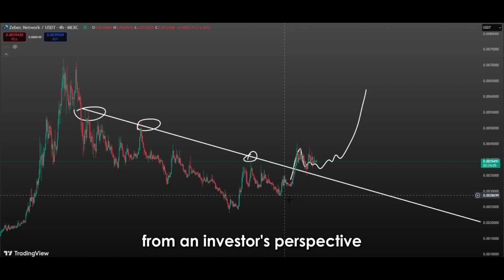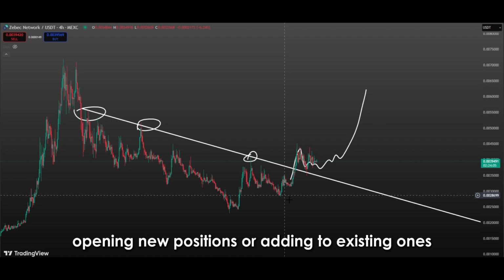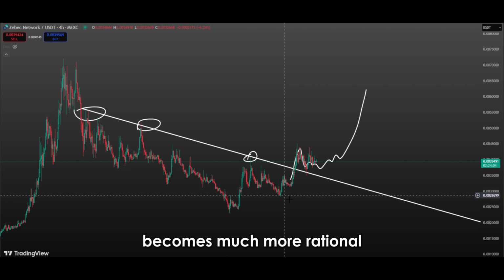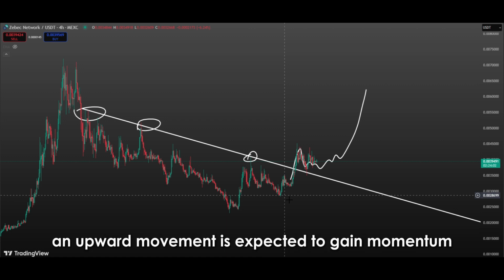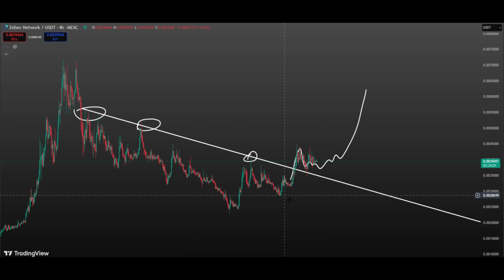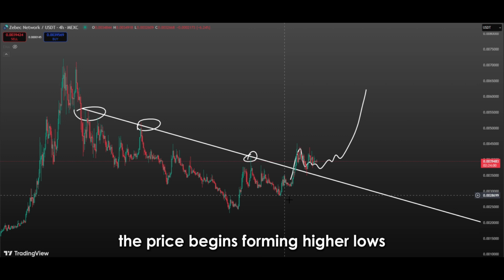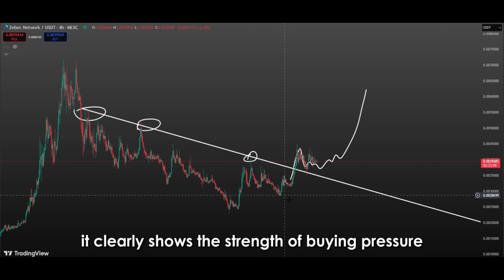From an investor's perspective, opening new positions or adding to existing ones becomes much more rational in such an environment. A breakout followed by a successful retest is considered a very strong bullish signal from a technical standpoint. An upward movement is expected to gain momentum following this signal. Especially if after this retest, the price begins forming higher lows and higher highs on lower time frames, it clearly shows the strength of buying pressure.